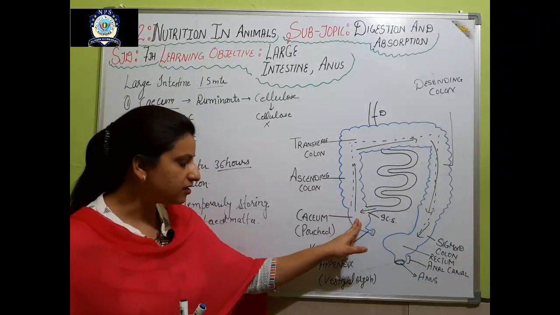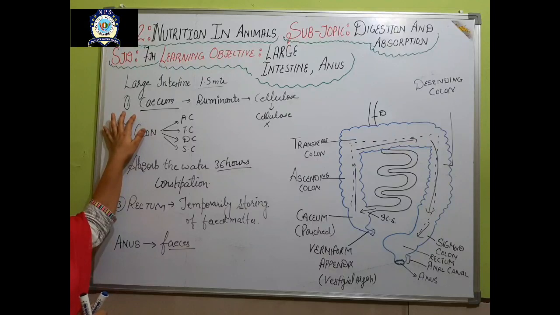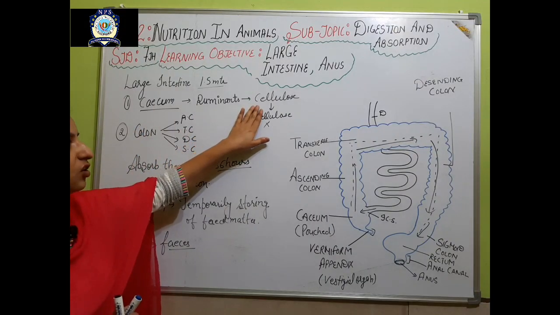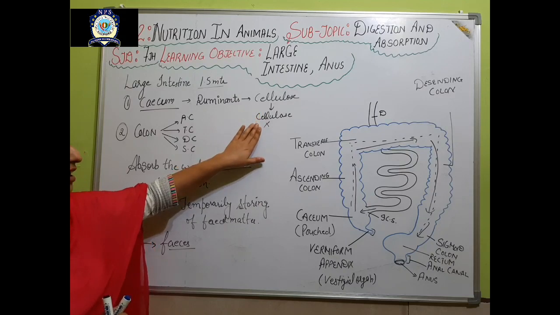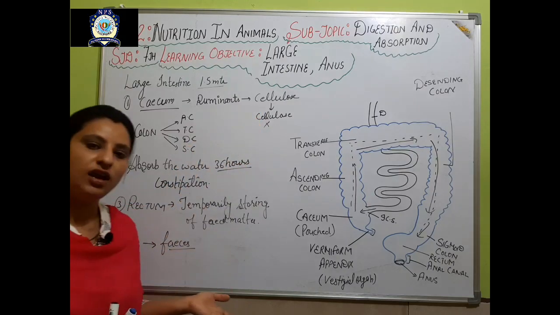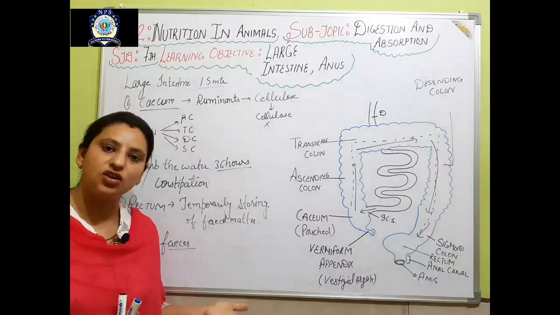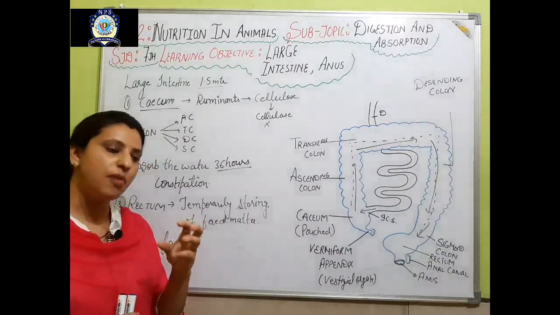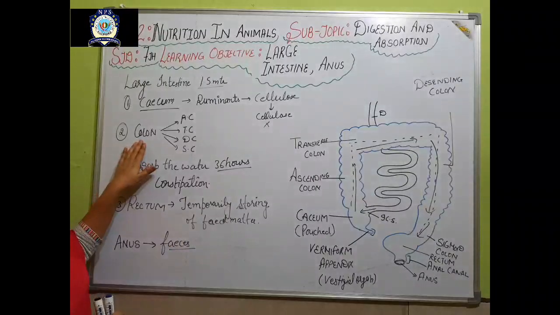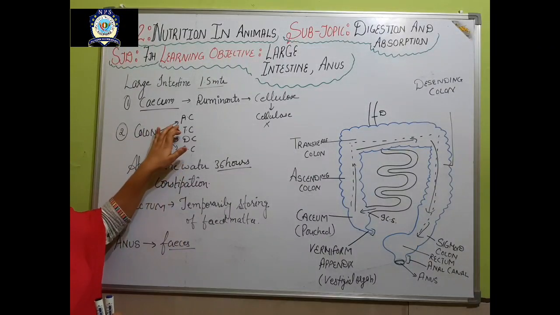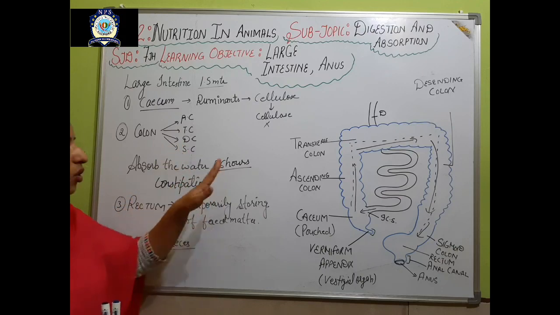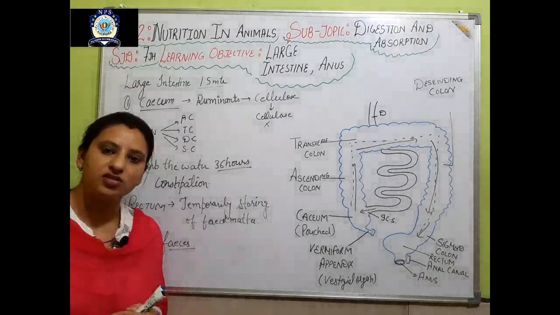The first part of the large intestine is the cecum. Cecum is mainly functional in ruminants which have the cellulose digesting enzyme cellulase in them, but humans do not digest cellulose. So that's why the cecum is a small structure, a pouch structure. Then the colon has 4 limbs in it, that is ascending limb, transverse limb, descending limb, and the sigmoid limb.